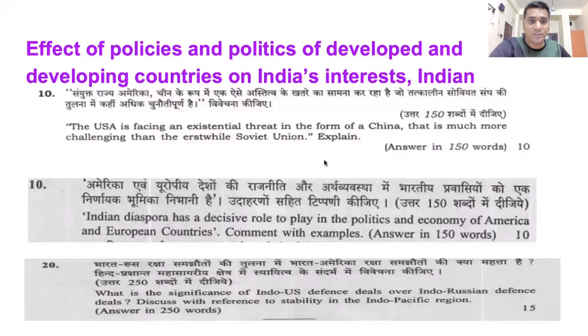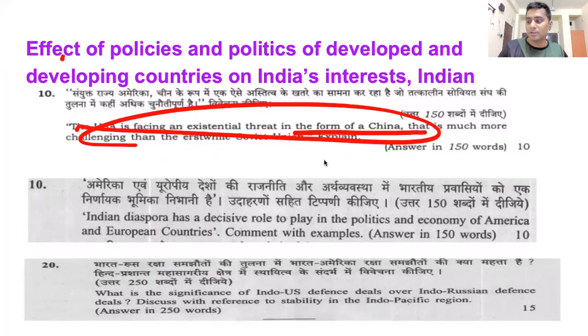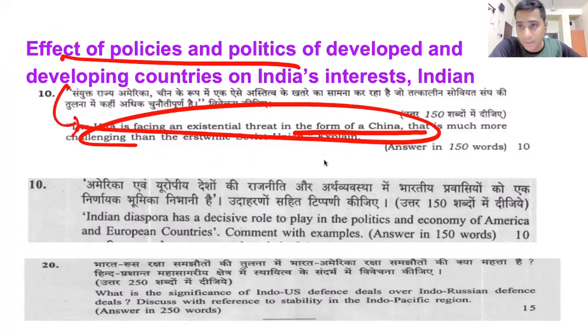Look at the effects of policies and politics of developed and developing countries on India's interests. USA is facing an existential threat. Some fellows are quarreling, USA and China, and those policies are hitting us. That may be in the form of trade wars or in the form of any other thing, right? So they are asking these things.